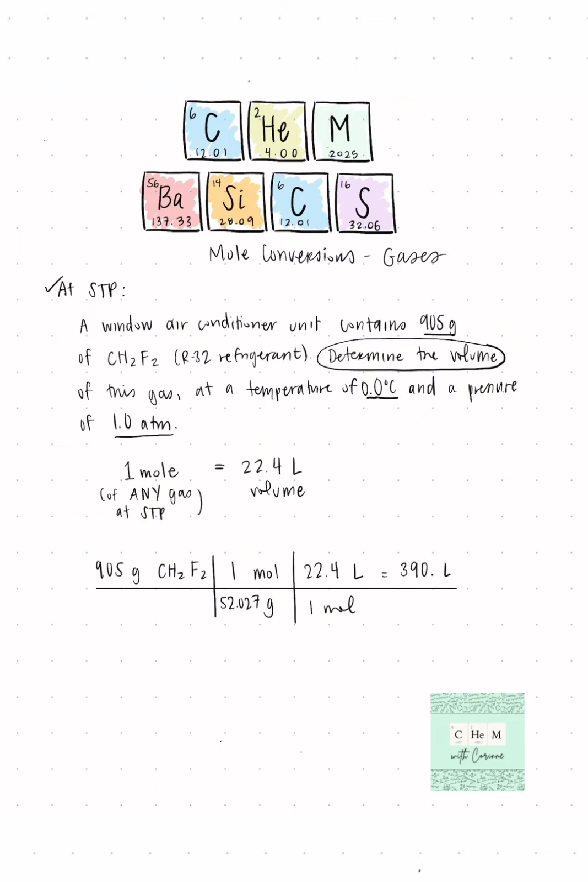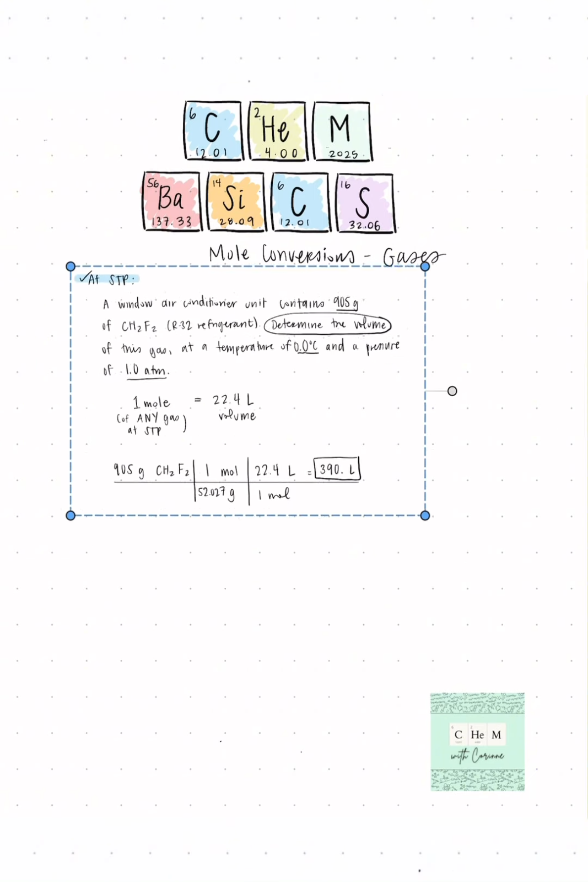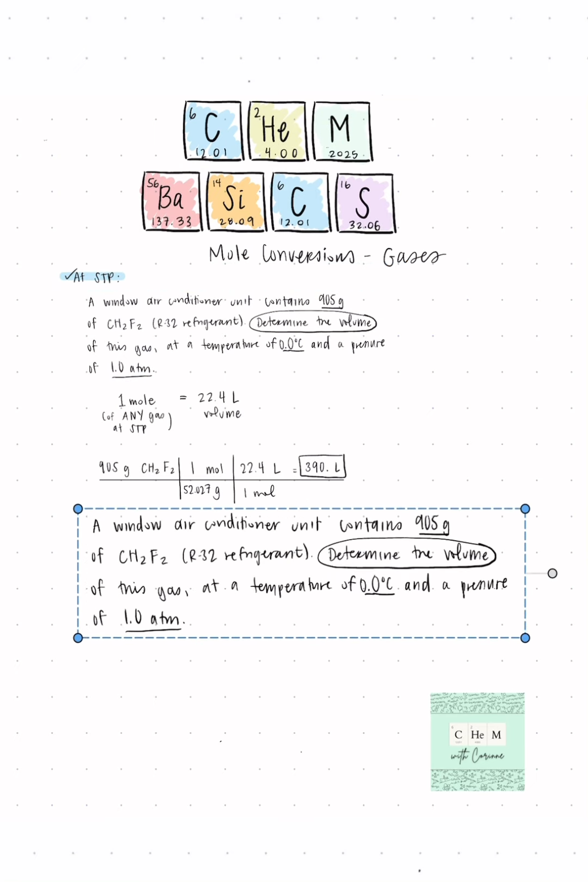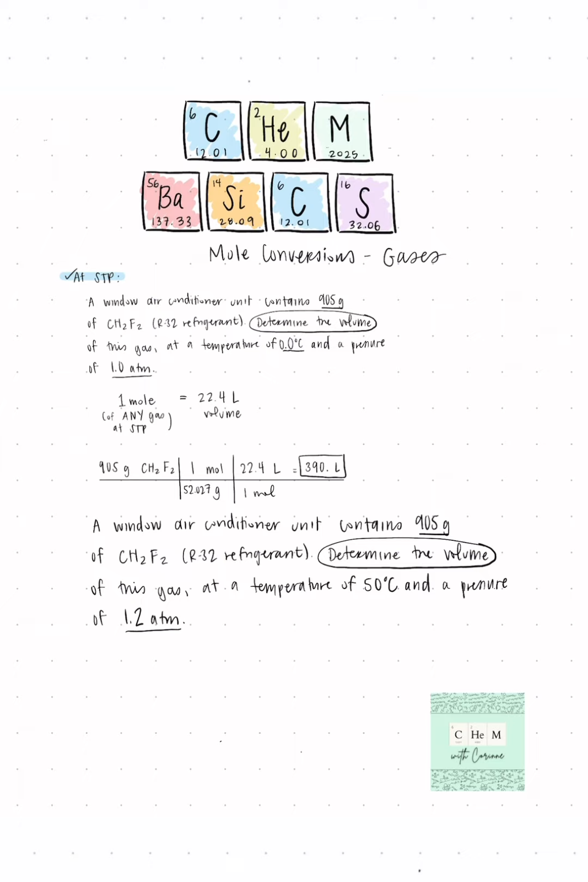Now let's switch it up. Let's say I am not at STP, not at those standard temperature and pressure conditions. Let's change the pressure to 1.2 atmospheres, and we might as well increase the temperature too and see how that impacts the moles of our gas. Because we are no longer at STP, you can't use that conversion of 1 mole is equivalent to 22.4 liters.